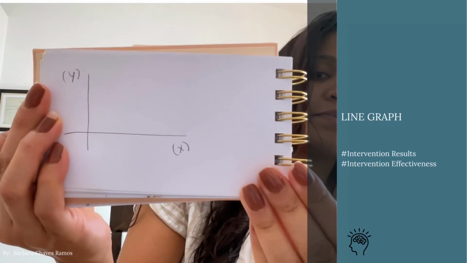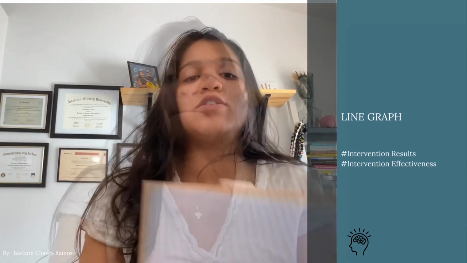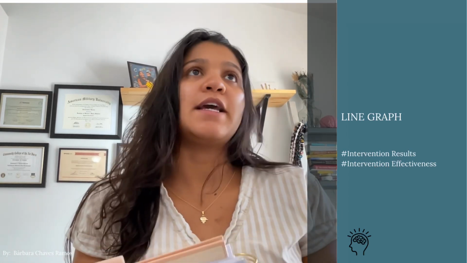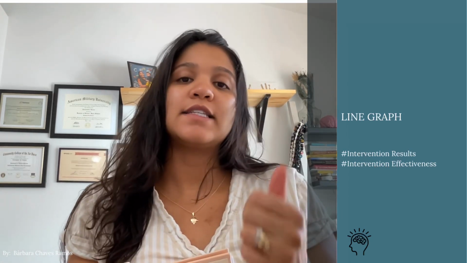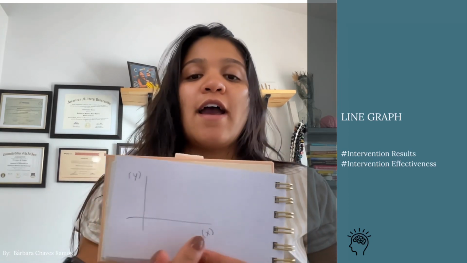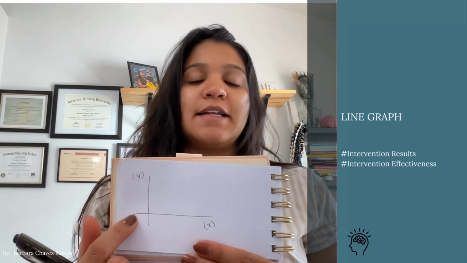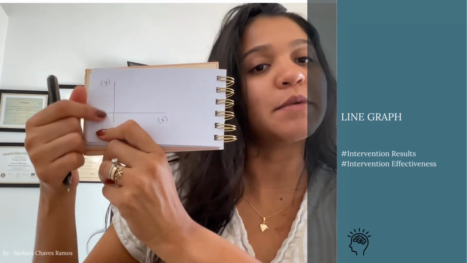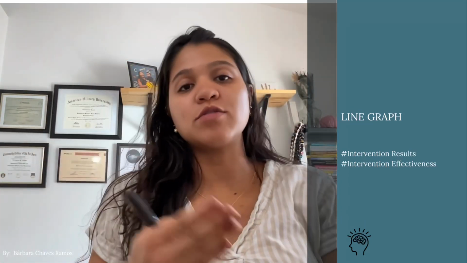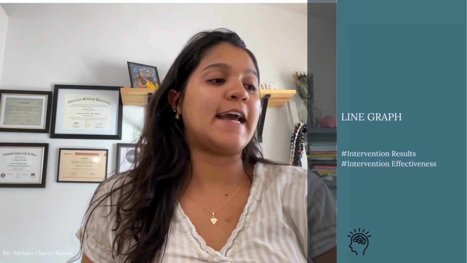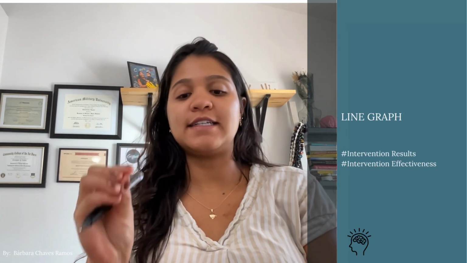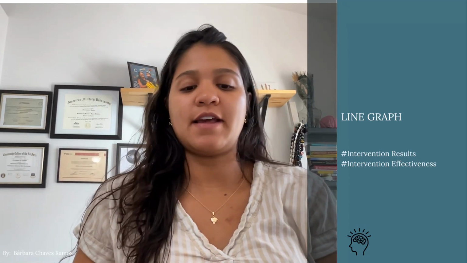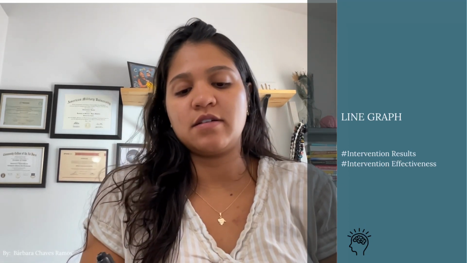Okay, so the X line indicates time, so it can be number of sessions, days, weeks, periods. Everything is going to be indicated in this line here. And right here on the Y line, we're going to add the number of behaviors. We also have the data points that will be plotted at the intersections of the time and number of behaviors. And then I'm going to add them right here.